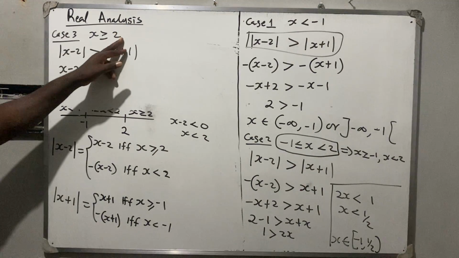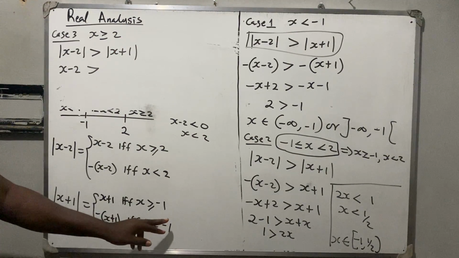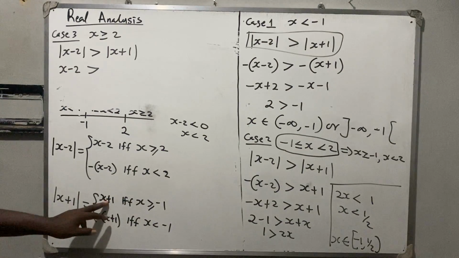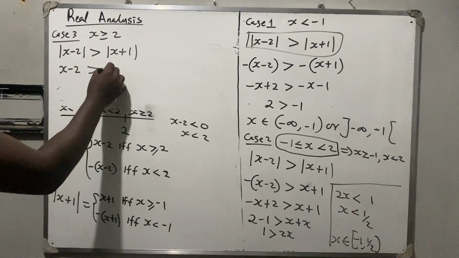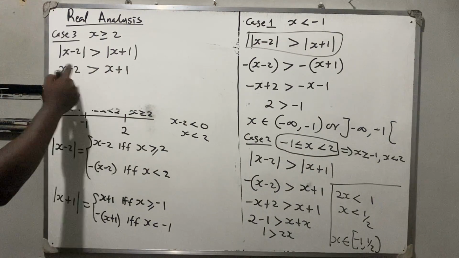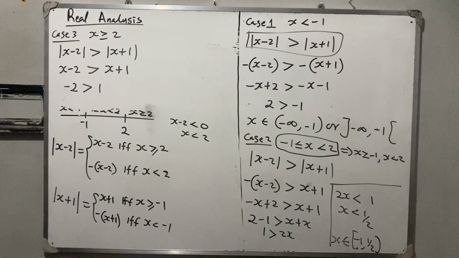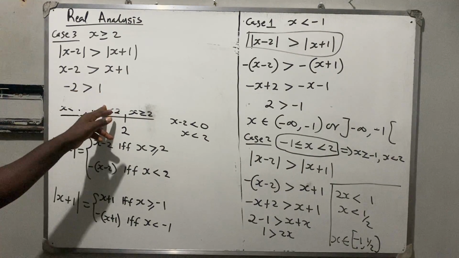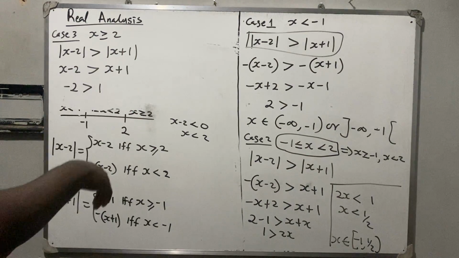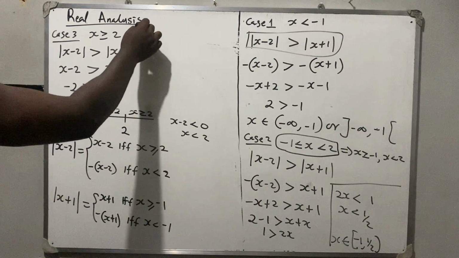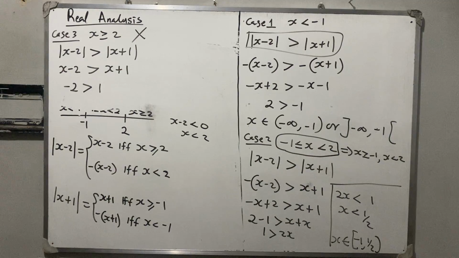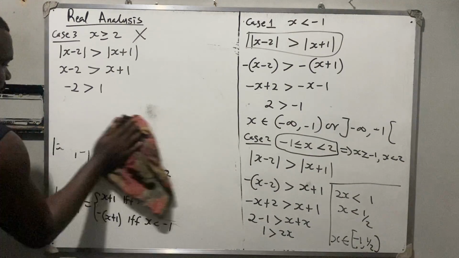Anything that is greater than 2 must equally be greater than minus 1. So we're using greater than again. So it's going to be itself again, x plus 1. So if x takes care of itself, I'm going to have that minus 2 is greater than 1. Is this correct? Can minus 2 be greater than 1? No. So this is absurd. So since it's absurd, there is no solution here. So the only solution now is for case 1 and case 2.